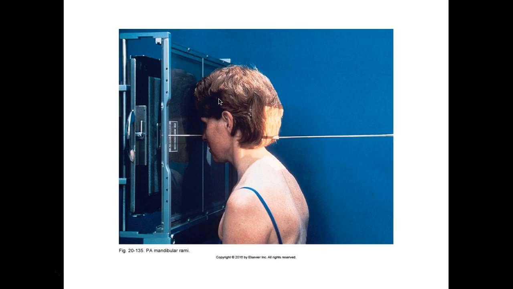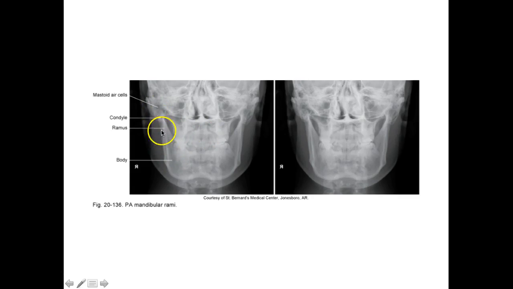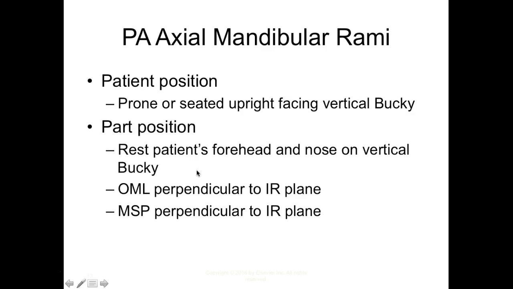So you can see here you've got your OML lined up, and it's exiting the acanthion. And this is what we're looking at here. You can see the mastoid air cells, the condyle, the ramus really well, and the body. The body's not as good, so I'll show you another one for the body.